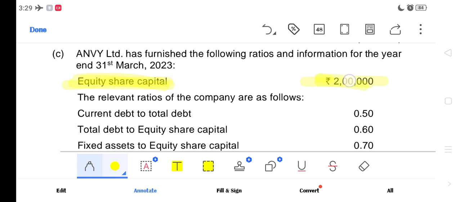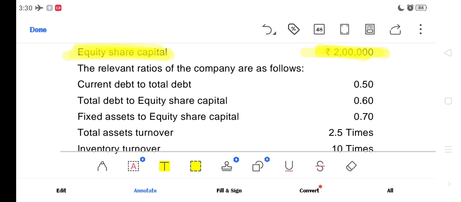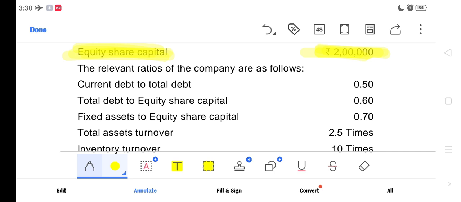So whatever numericals they have given, like here in this question they have given equity share capital in the numerical value. Okay. So while solving the answer, don't take the first ratio they have given and try to solve it, because current debt to total debt, we don't know either of them. You don't know current debt, you don't know total debt, you don't know both. So don't take the first ratio to solve. Take the second or third, because in those two there is equity share capital and we have the numerical value of that. You understood now? So take the second or third ratio.